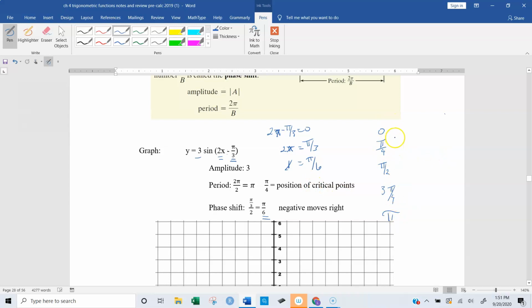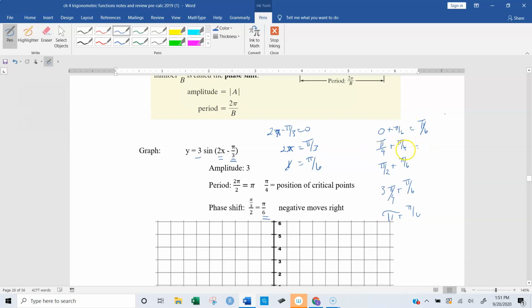So to make my life easier, I add pi over 6 to all of these. And that tells me where I'm starting. You can either do this, or you can draw two graphs, your parent graph, and then shift it pi over 6. It does not matter which one you do.